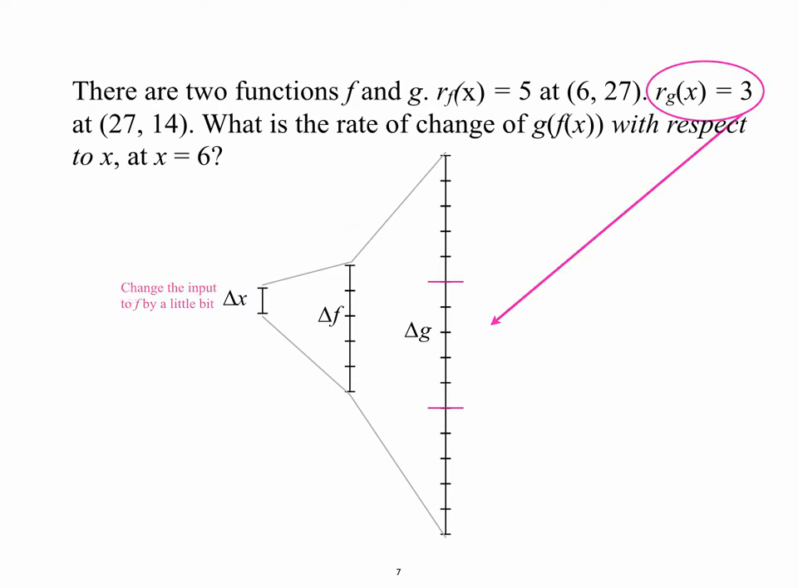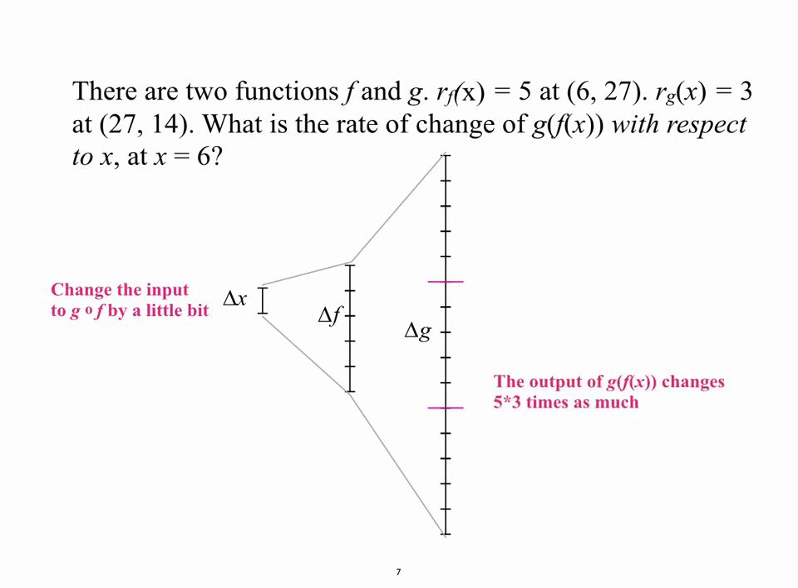So overall, we change the input to the composite function by just a little bit, and the end result is a change in the overall output by 15 times as much in this case. Okay.